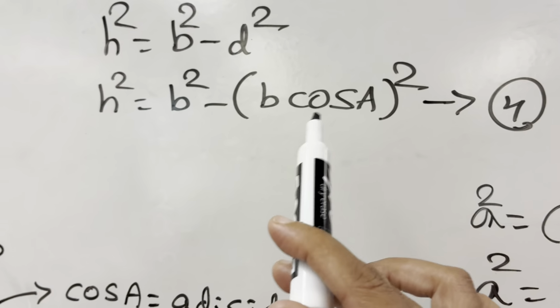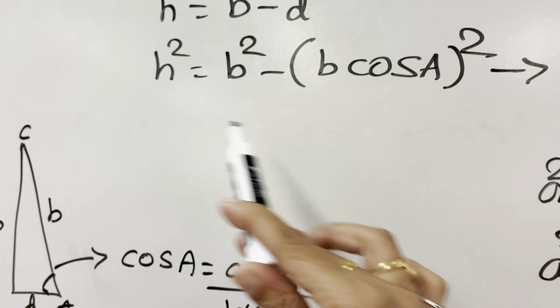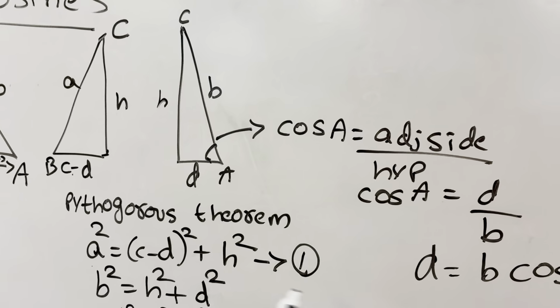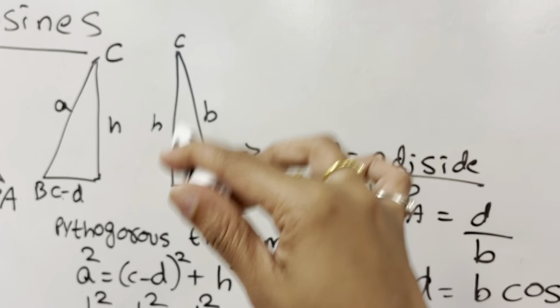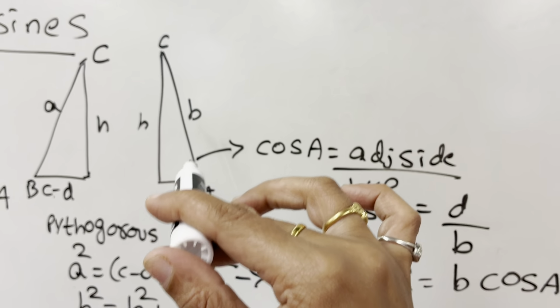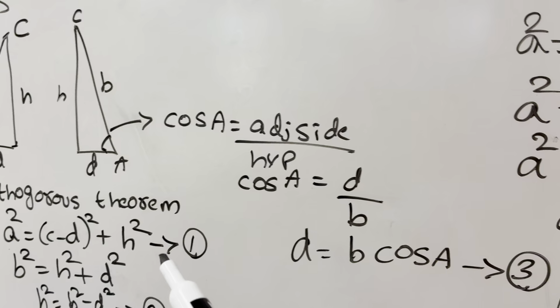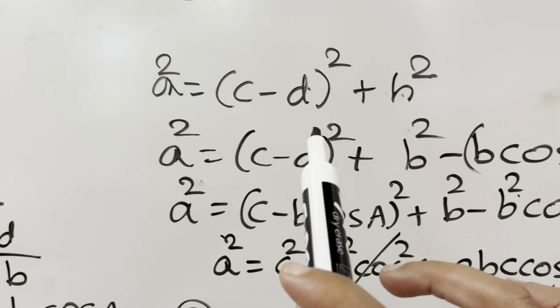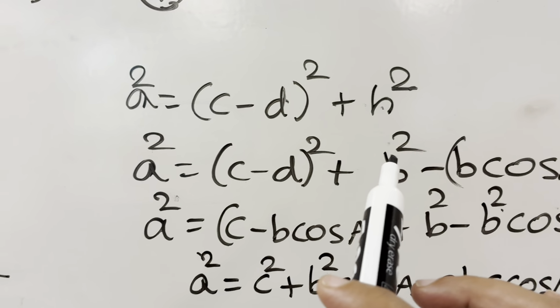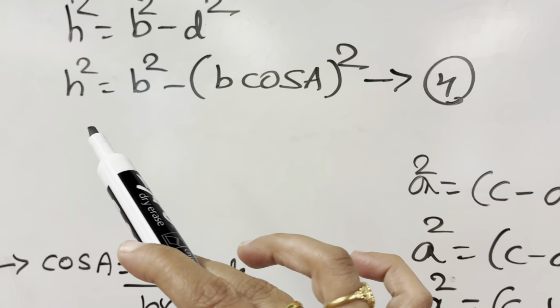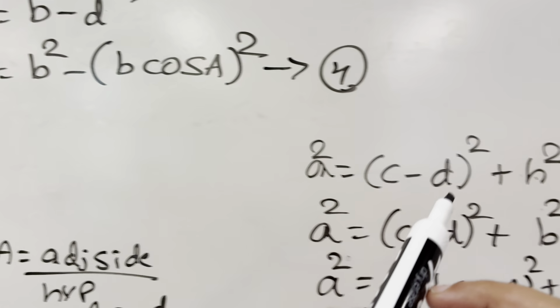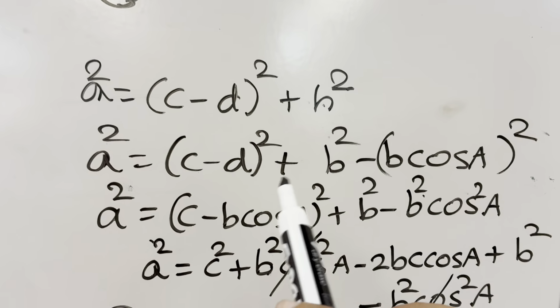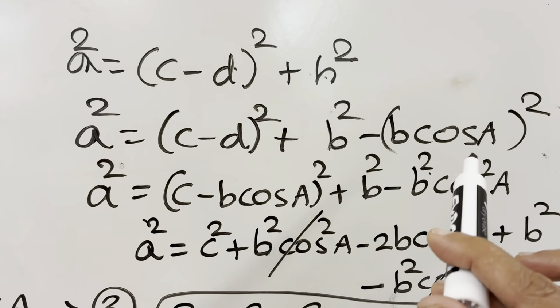Now I am going to substitute this h square value in the first equation because the height is common for both of these triangles, so the h square value should remain the same. So rewriting my first equation here, a square is equal to (c minus d) whole square plus h square, and substituting my h square value from the second triangle into the first equation, I have the formula over here.